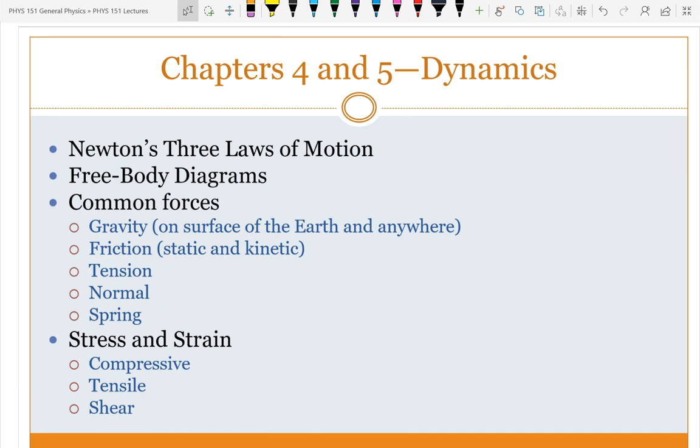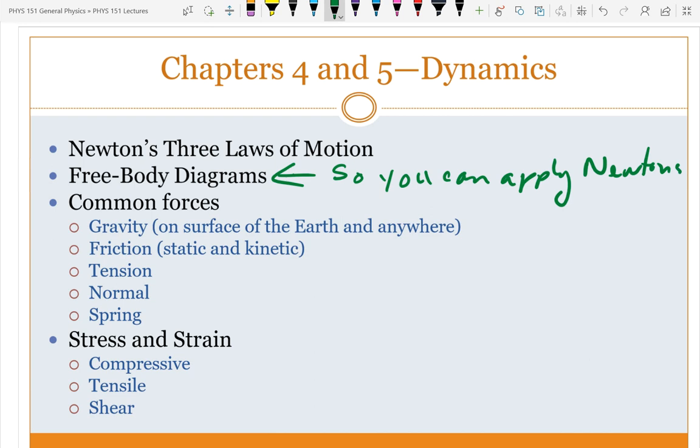They're very important. Free body diagrams are made so you can apply Newton's second law. So a free body diagram takes the object you're interested in and shows all of the forces acting on that object. Not forces the object is putting on other things, but the forces acting on the object. So if I look at my body, force of gravity is acting on my body down. Force normal from the floor is acting up.